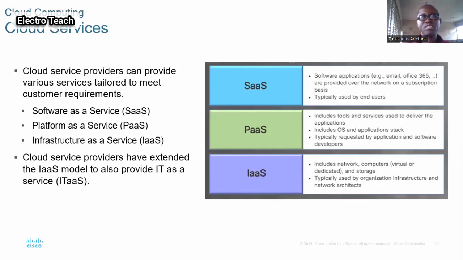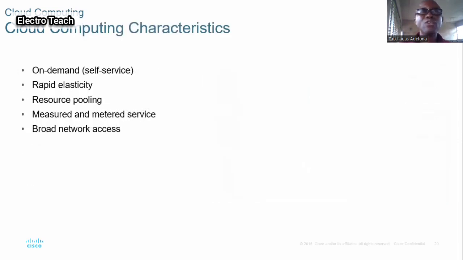The last one is infrastructure as a service, IaaS. This includes network computers, virtual dedicated computers, and storage that are provided by the cloud computing organization. And this is typically used by organization infrastructure and network architects. Cloud service providers also have an extended model of IaaS, and also provide IT as a service, ITaaS, that is information technology as a service. Now, cloud computing characteristics.